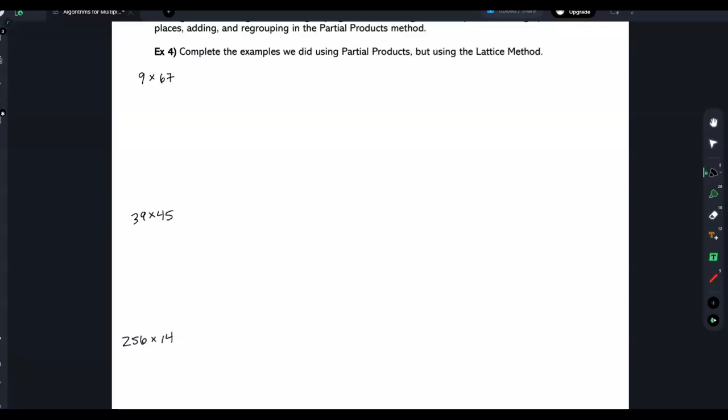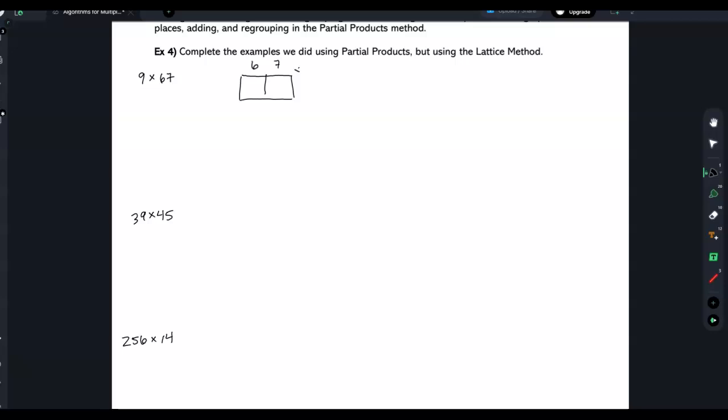So for 9 times 67, since 67 does have more digits, I'm going to make sure that that goes along the top, right? So that means that I'm going to have 2 boxes going horizontally. 1 for the 6 and 1 for the 7. Notice that the placeholder zeros are not there, right? So I'm not going to worry about the fact that that 6 is in the tens place and it's really 60. I'm just going to split it up.